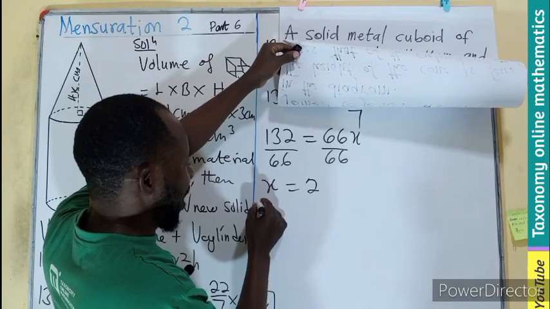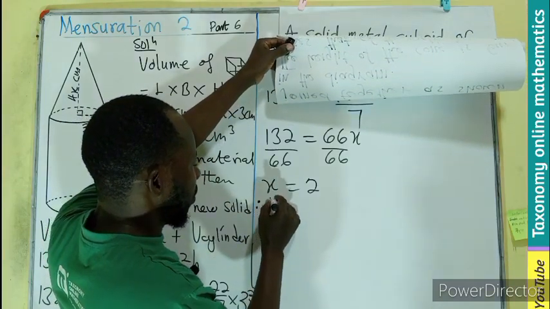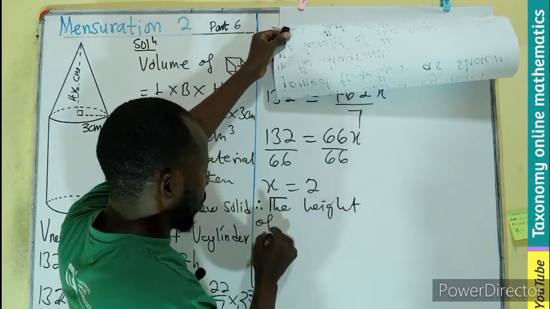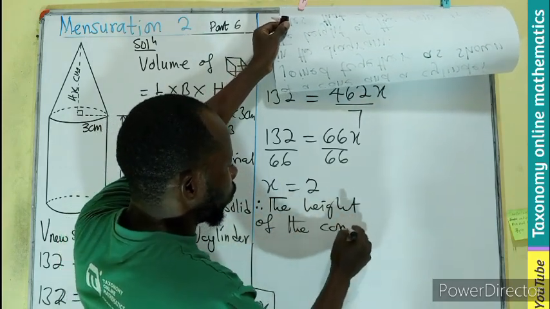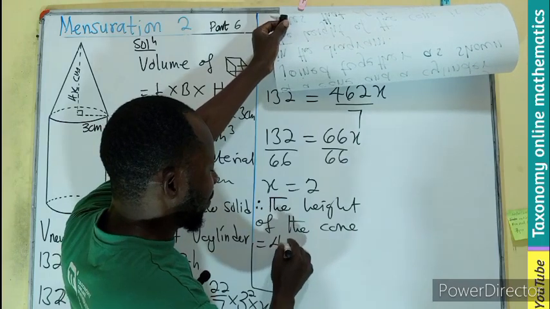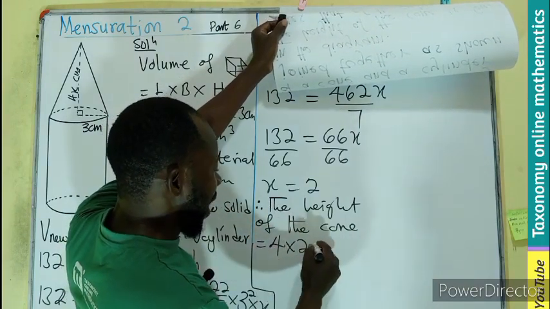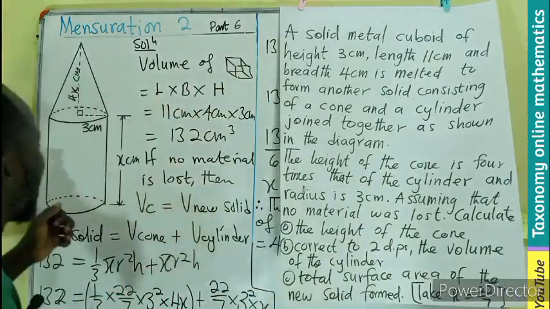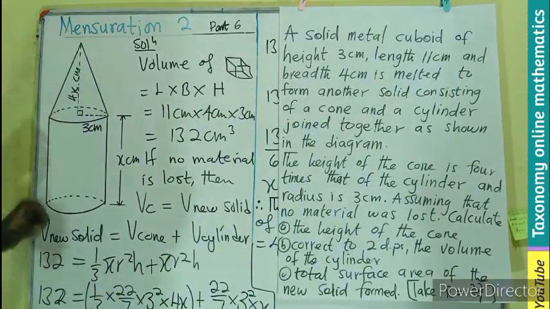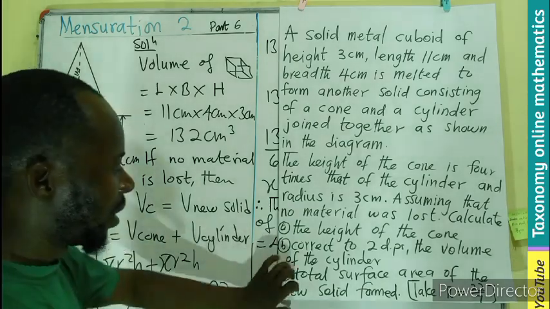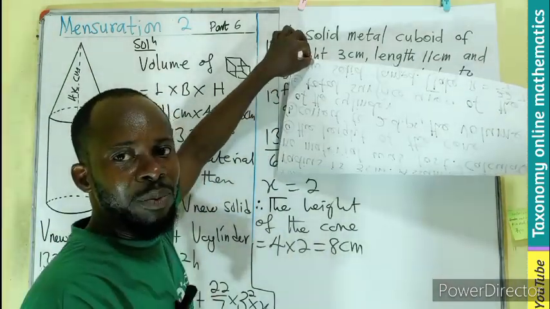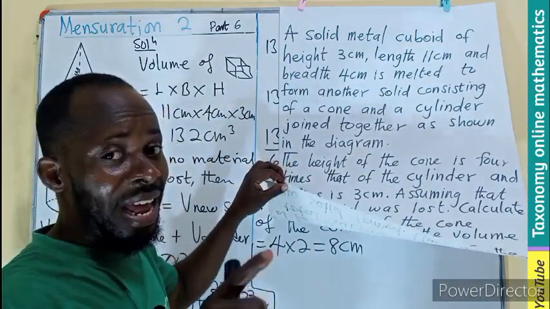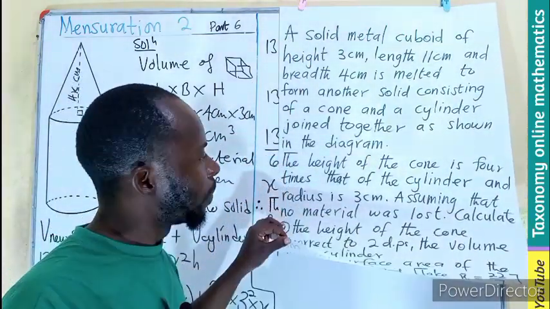We arrive at x being equal to 2. So in this case, we can say that, therefore, the height of the cone will be equal to 4 times x, which is 2. And that will give us 8 centimeters. So if you look at this, the height of our cone is going to be 8 centimeters. I guess we grab that concept. Good. We are finding the x for the purpose of the height.